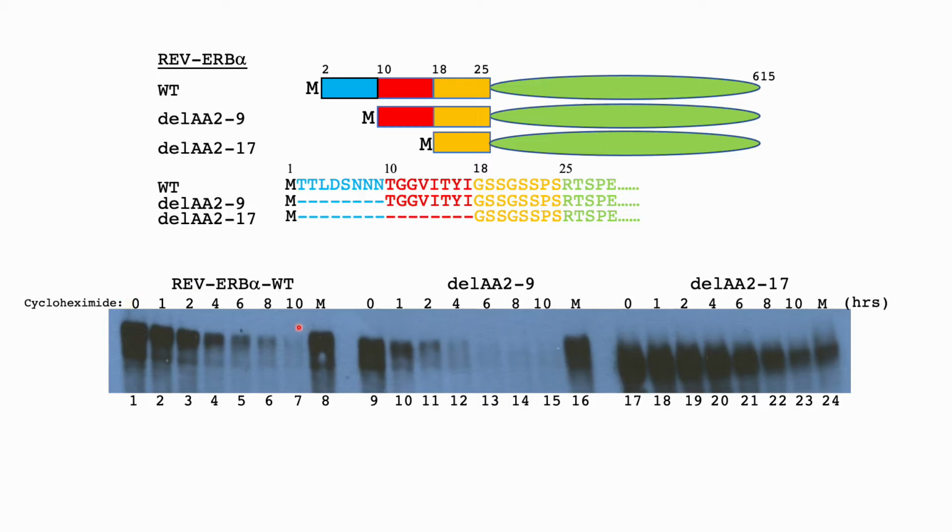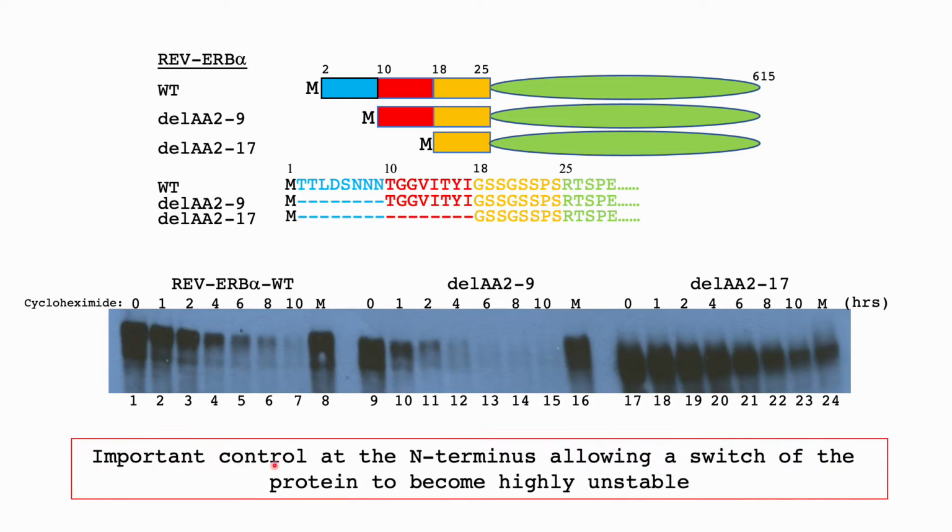time course of degradation. You can see this mutant degrades much faster, and this mutant degrades much slower. That means that it's more stable. This is interesting because it suggests that there is important control at the N-terminus, which allows a switch of the protein to become highly unstable, perhaps at the right time of the day.